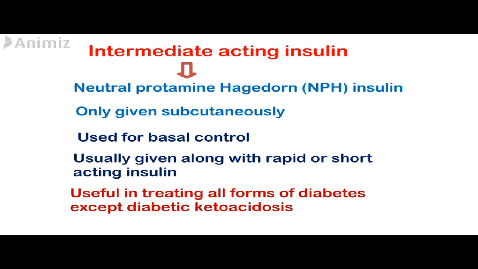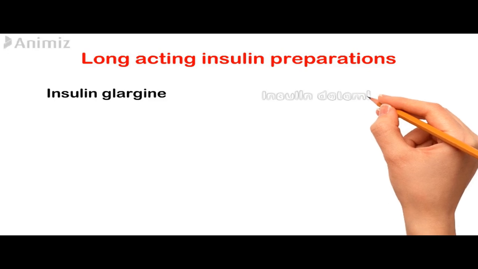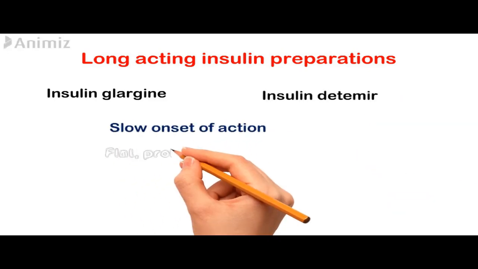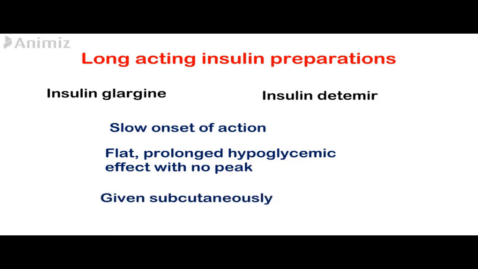The last group of the insulins are the long-acting insulin preparations. The insulins in this group are the insulin glargine and the insulin detemir. The isoelectric point of the insulin glargine is lower than that of human insulin. That's why it will lead to precipitation at the injection site, and the duration of action will be extended. That's why it has a slower onset of action than other insulins and has a flat, prolonged hypoglycemic effect without peak. And also it must be given subcutaneously, both of them, the glargine and the detemir.